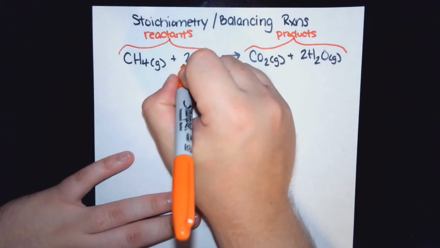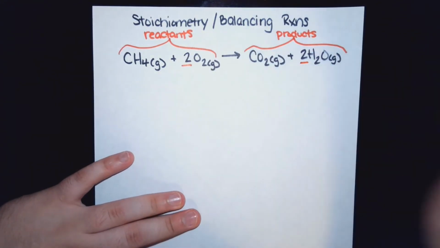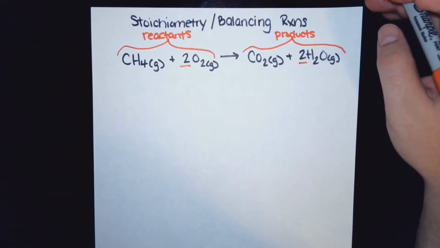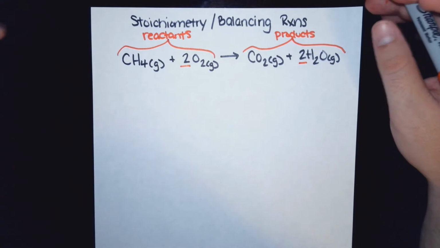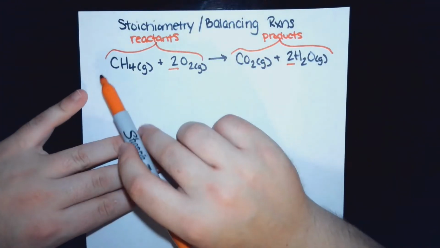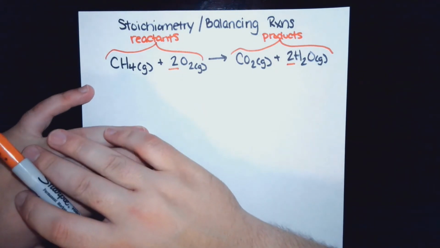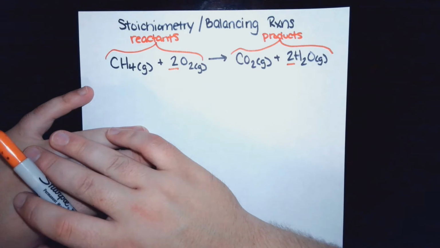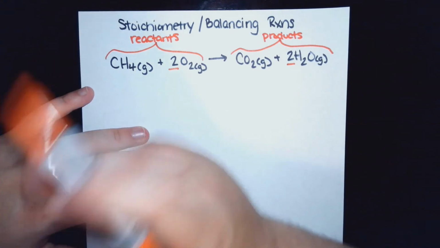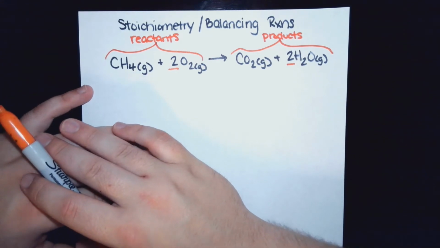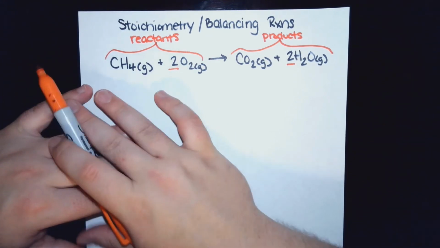Here we see these twos in front of the oxygen and the water. Those are your reaction coefficients. So the term coefficient just means any number in front of a molecule. If you don't see a coefficient, like for the CH4 and the CO2, you can just assume that its coefficient is 1. And that just tells you how many molecules of that type are involved in the reaction. And when we're balancing reactions, it's actually the coefficients that we're determining.